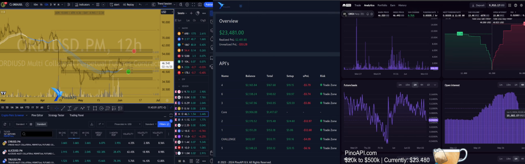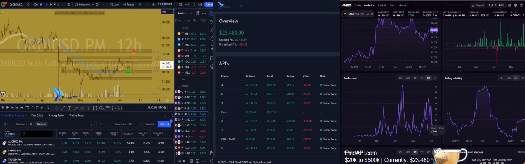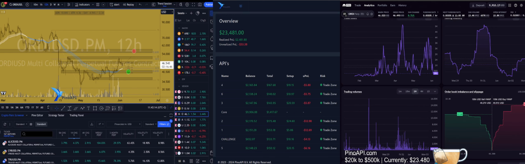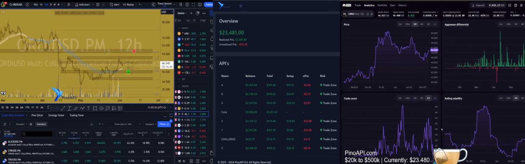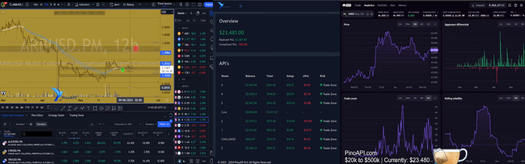If this suddenly starts to spike like Doge, I might be interested, but I also want to see the trade count increase. Because right now, as you can see, it's only 281 trades in a day, which is almost nothing. So I'm gonna keep it ping. Arbitrum.